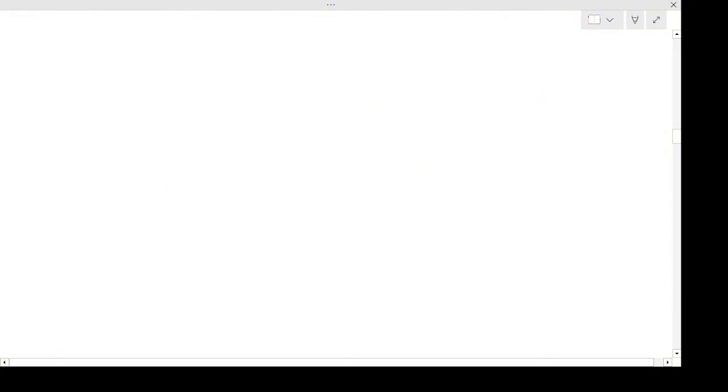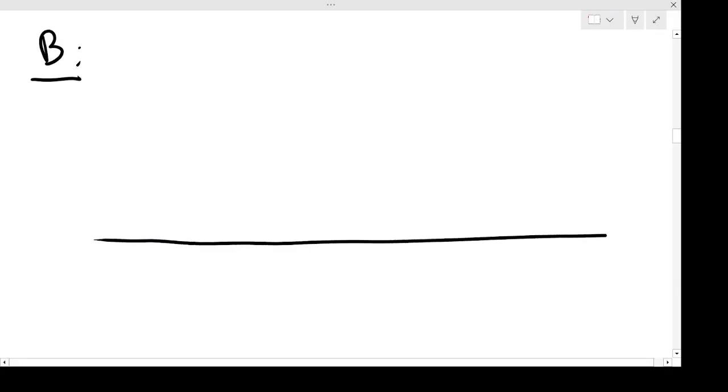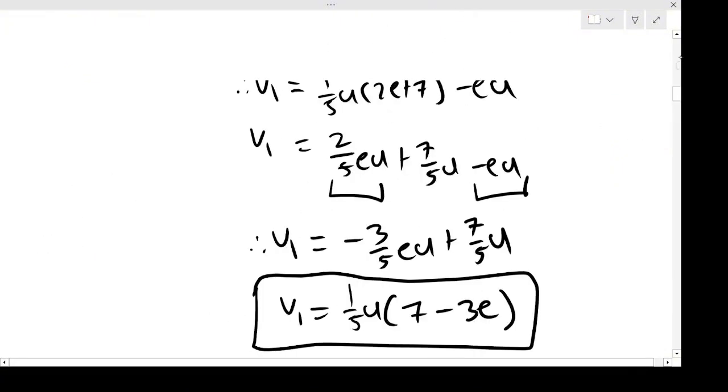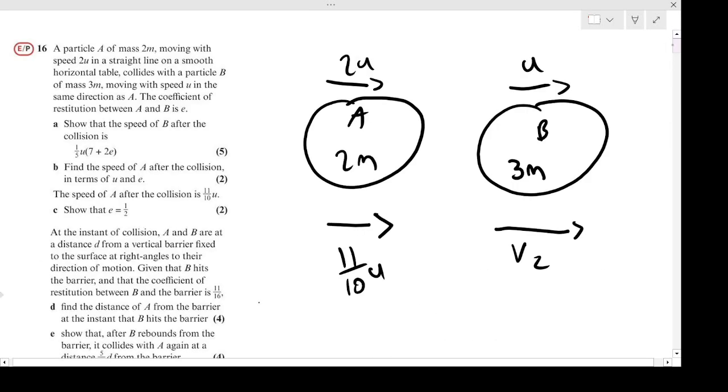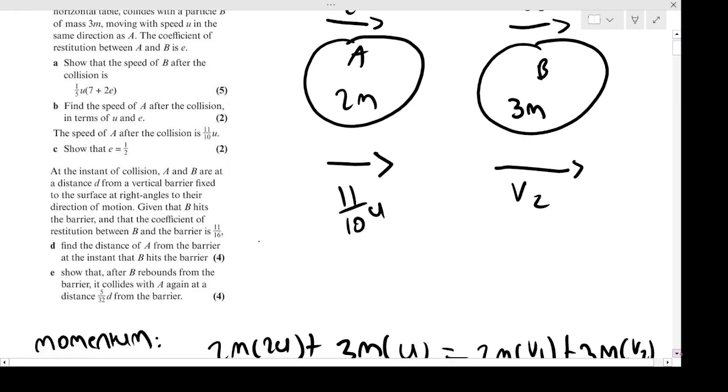So my strategy with these questions, if you've gone through questions like this before, is I want to consider the different particles A and B. I want to do their journeys separately. So firstly, I'm just going to consider B. Again, I've got a floor, and then I've got my wall, which is essentially my barrier. Now, what we're considering is from after A and B collide to when B hits the barrier.